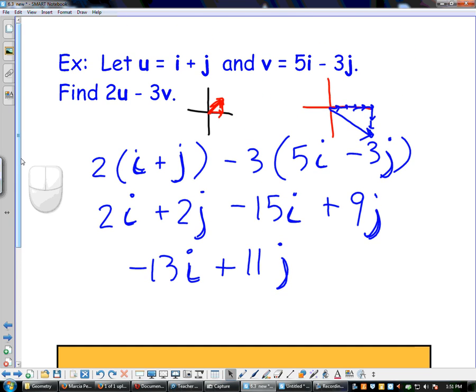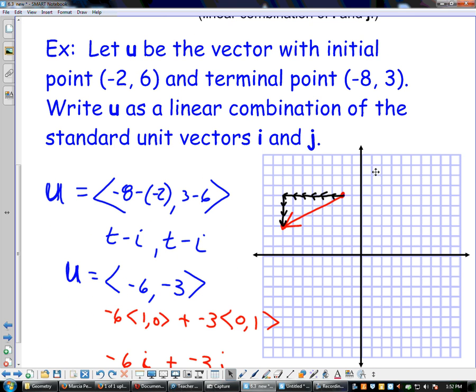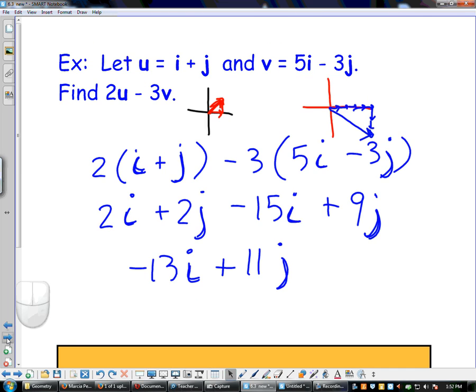Question. What does i stand for? This i, boldface i, stands for the standard unit vector that points to the right. So for example, on this graph, this vector right here would be boldface i. Boldface j would be this standard unit vector that points straight up. So this is standard unit vector j. Does that make sense? Okay. All right, so we're good with this one. I think that was it for this page.